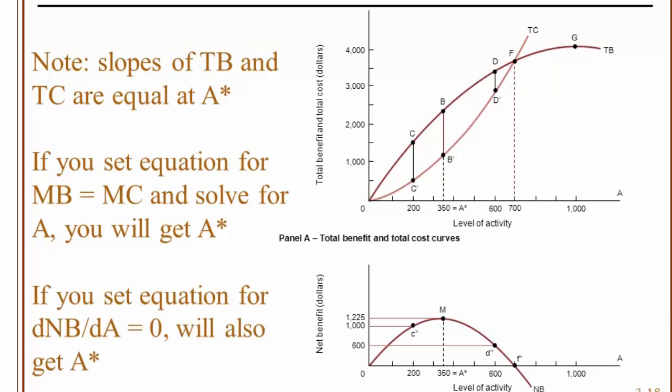Another thing I can do, if I know this little hill-shaped net benefit line at the bottom, if I have an equation for that, where I plug in a certain level of A and it tells me the slope, then I can look for where that slope of that hill is 0. The hill has a 0 slope at the very top of it. So if I know an equation for the net benefit line, I can look for where that slope is equal to 0, and that'll also give me the optimal level of A.